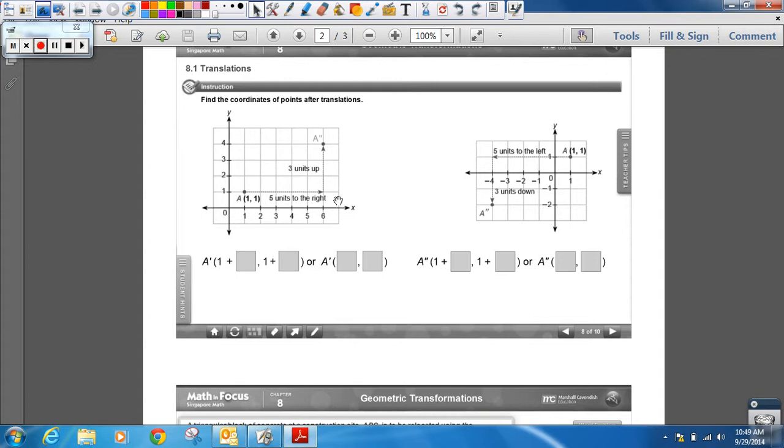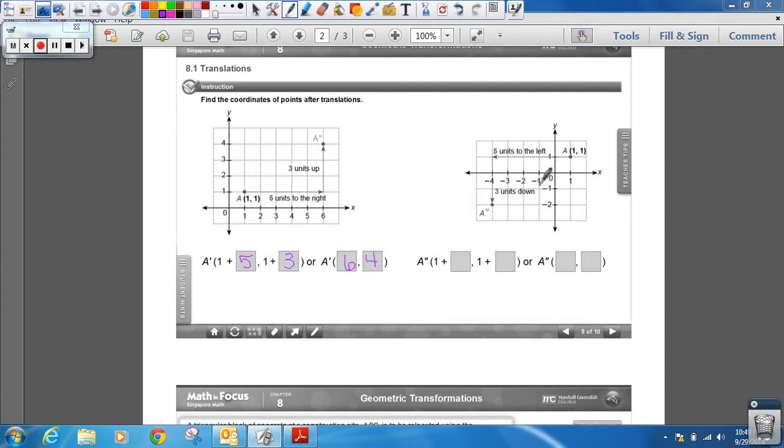Okay, our next example says find the coordinates of the points after translations. So again, this is just showing you how to do it algebraically. Well, A, the original was at 1, 1, and we went 5 units to the right. So I'm going to add 5 to the x value and get 6. Then we went 3 units up, so I'm going to add 3 units to the y value. 1 plus 3 is 4. So my image should be at 6, 4. And if I look there, it is at 6, 4.